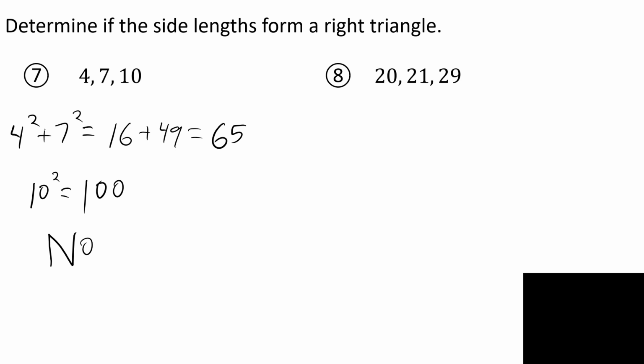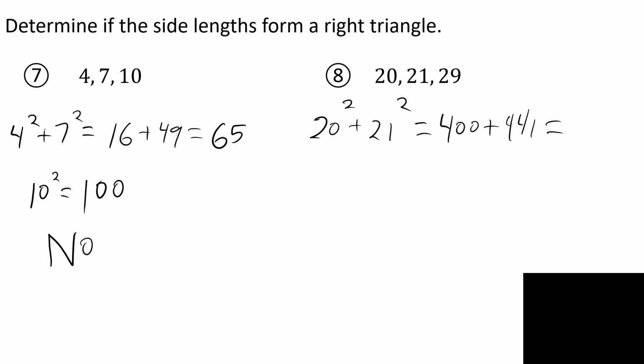Number 8, please copy down 20, 21, and 29. Again, if you want to challenge yourselves and try to get the answer on your own, go ahead and pause the video. Okay, here we go. I'm going to take the two smaller sides, and I'll do 20 squared plus 21 squared. Now, 20 times 20, you should actually be able to do this one in your head, right? 2 times 2 is 4, but then I've got to put a couple zeros on there.